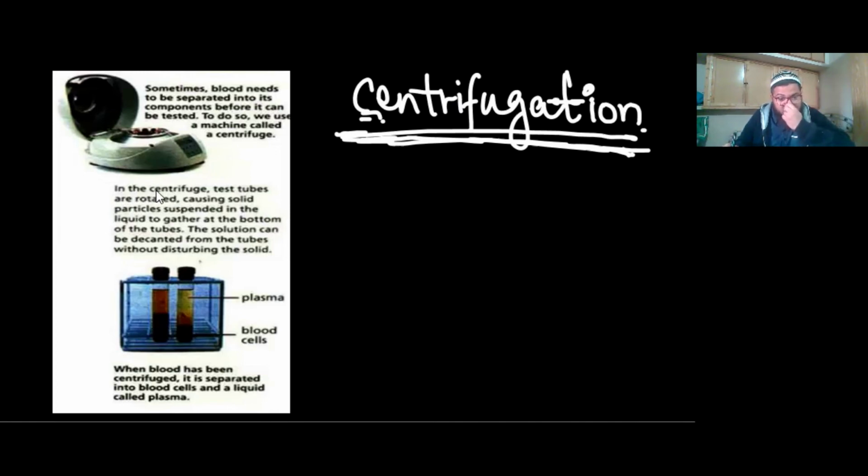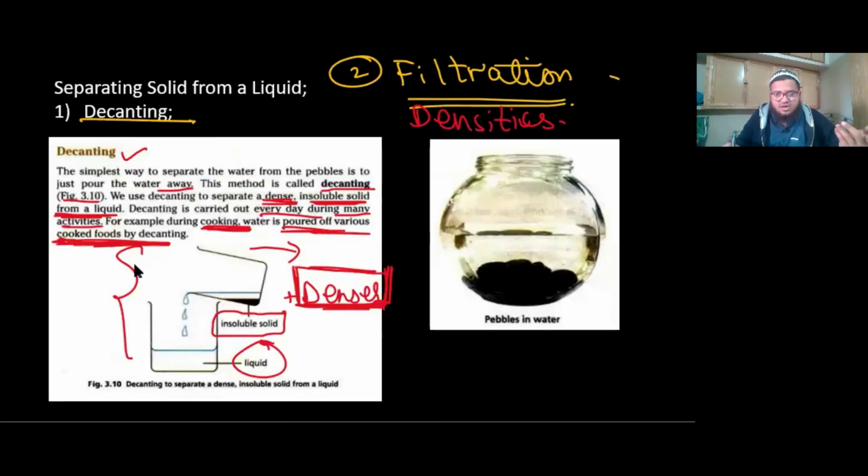Now let's read through this paragraph because it's important, and then we'll move on. In the centrifuge, test tubes are rotated, causing solid particles suspended in the liquid to gather at the bottom of the tubes. The solution can be decanted from the tubes without disturbing the solid. Meaning as soon as the solid settles down at the base, you just remove the solution and pour it into another test tube. Simple as that, right? That's a way of decanting. Just look at this picture over here. They are also pouring out the liquid, decanting it after allowing the insoluble solid particles to settle down.